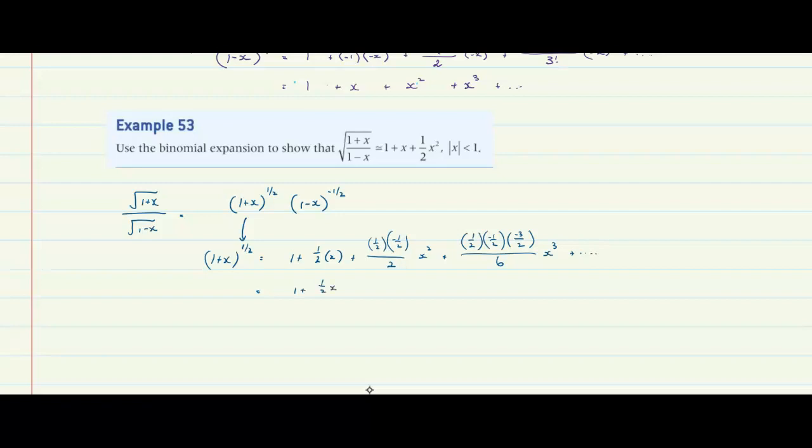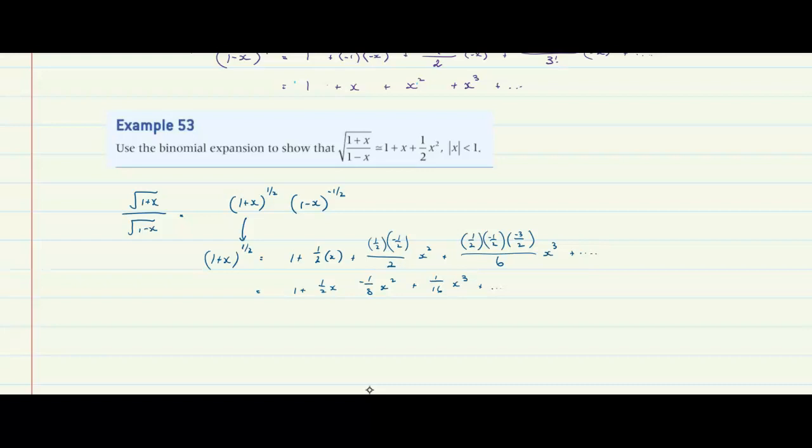This is negative a quarter over 2, so it's negative 1/8 x squared. This is 3 over 8, divided by 6, 3 over 48, or 1/16. And it looks like it's positive 1/16 x cubed. And that is going to continue.